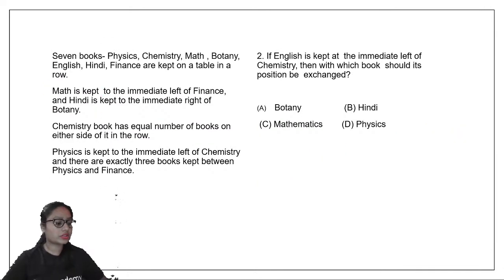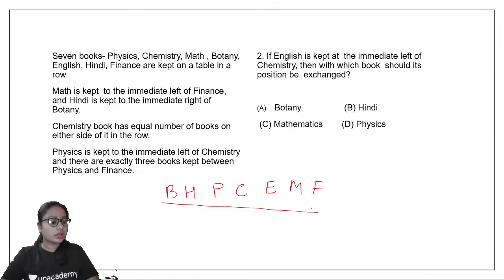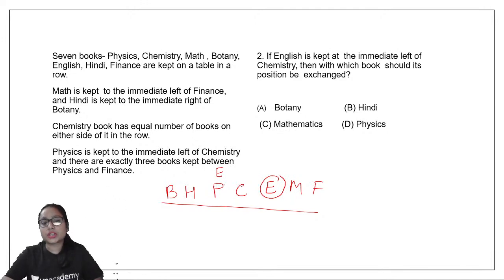Yes, please try to solve this question. I'll just list that arrangement again that we have done. B, H, P, C, E, M, F. This is the arrangement that we have got. The question says that if English is kept at the immediate left of chemistry, then which book should it be exchanged with? Now this English should be kept here according to this particular question. So यहाँ से कौन सा book आपको exchange करना पड़ेगा? Obviously this one, which is physics. So the answer to this question is D.